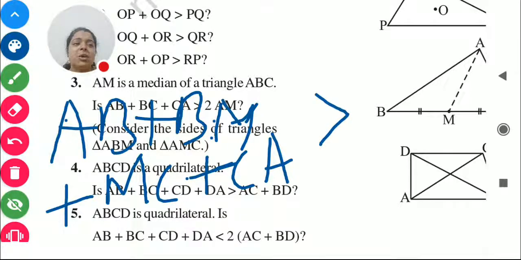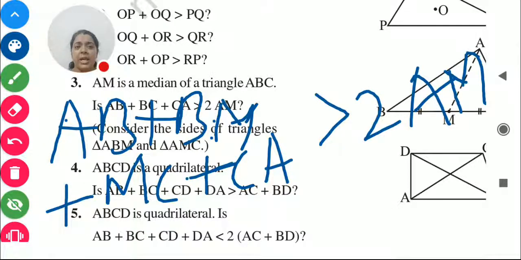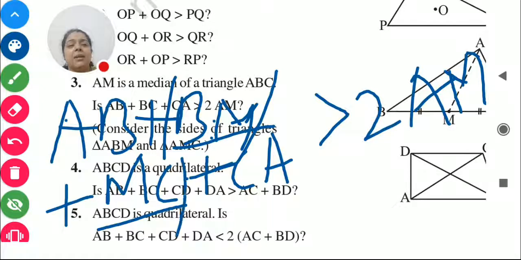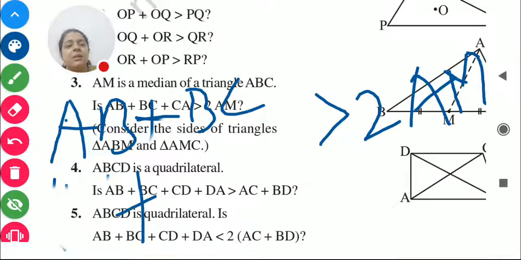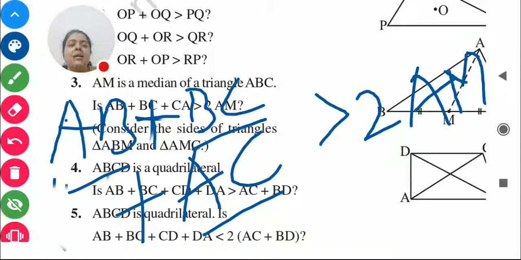AM plus AM means 2 AM, right? 2 times AM is given, so I'll mention it 2 AM. And this is BM and this is MC. BM and MC makes it BC. So instead of BM plus MC, in the next step we'll write BC, and plus here is AC. So what we find, AB plus BC plus AC is greater than 2AM.